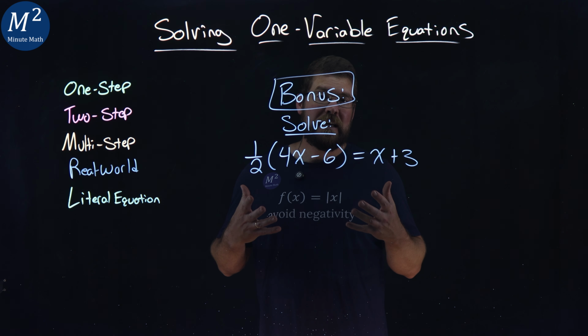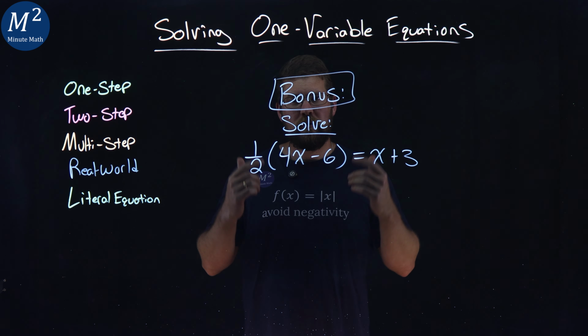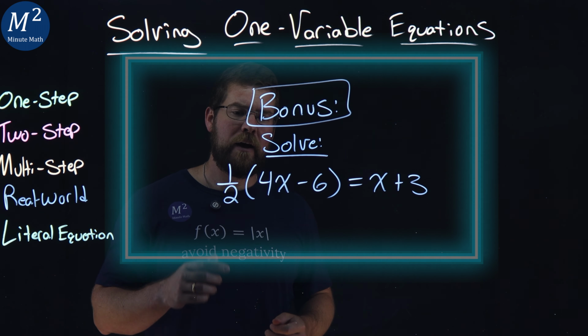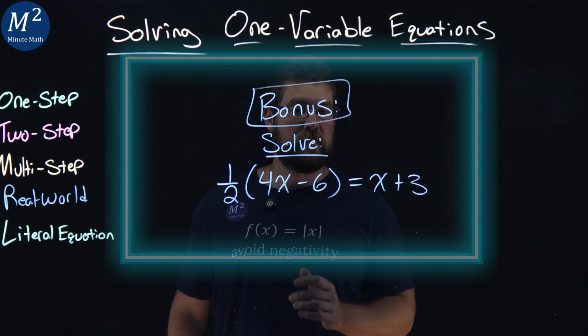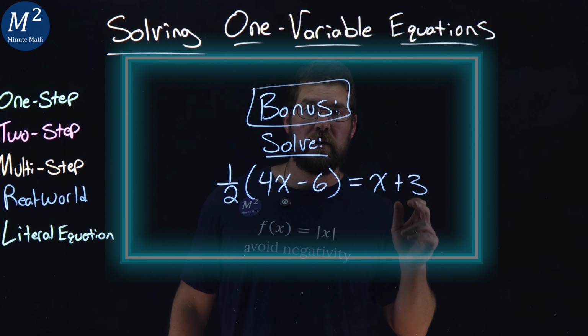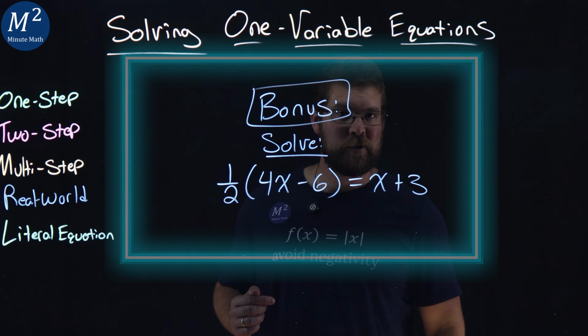And so now I leave you with a bonus problem. See if you can solve this. We have 1/2 times (4x minus 6) is equal to x plus 3. Be careful with that fraction here.